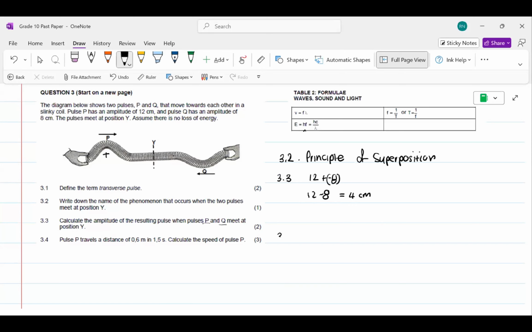And then 3.4, pulse P travels a distance of 0.6 meters in 1.5 seconds. Calculate the speed of the pulse. So this is a very elementary physics question. You couldn't really use a formula, but you're using a similar principle. They've given you a distance, they've given you a time. What is the speed of the pulse?